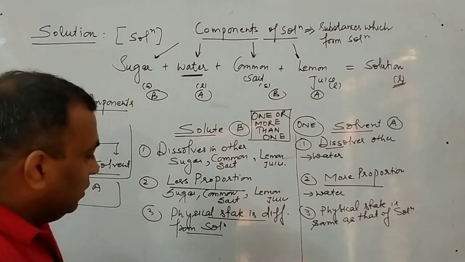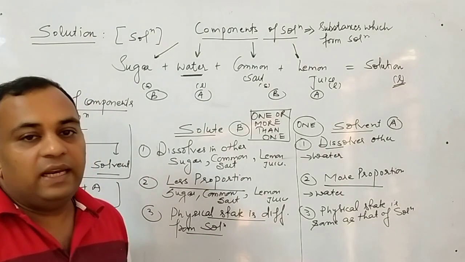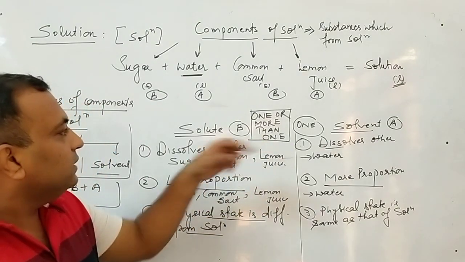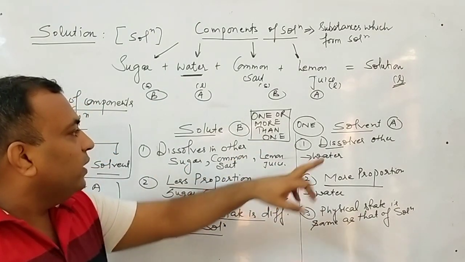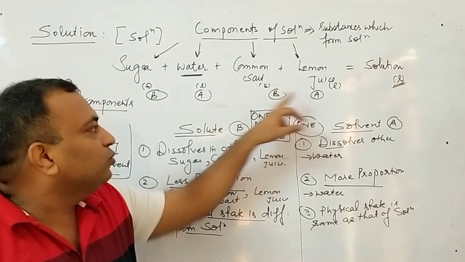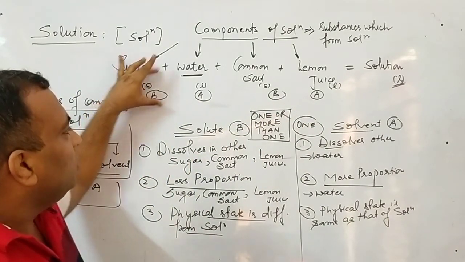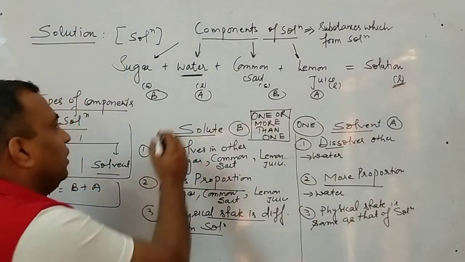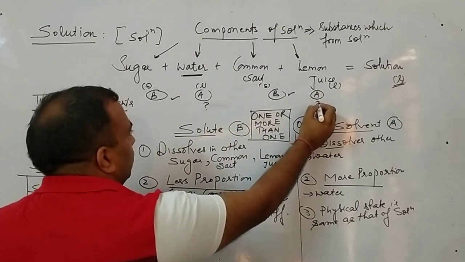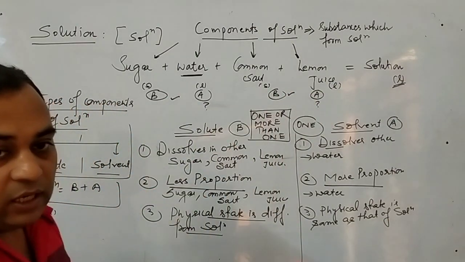But I cannot rely only on this point. I cannot depend on this point because the main point I told you in the starting is that solvent is always one. Now how many solvents? Water and lemon juice. No doubt two are clear, sugar and common salt. I can make a tick, no issue. But what is the issue? There are two solvents, but the solvent is always one.